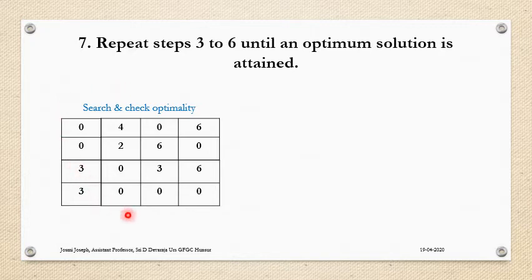We are searching and checking for the optimality again. Now scan through the rows. Here, first row we have more than 1 zero, leave it. Second row we have more than 1 zero. Here we have exactly 1 zero, make an assignment. Here we have more than 1 zero, leave it. Scan through the columns. First column we have 2 zeros, leave it. Second column we have already assigned, leave it. Third column we have 2 zeros, and fourth one also 2 zeros, leave it.